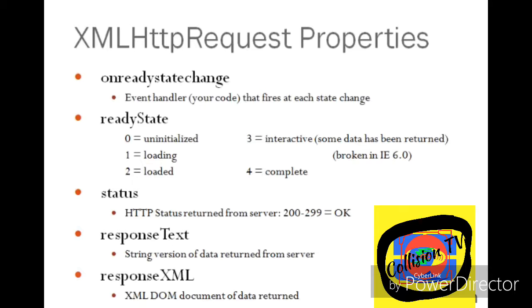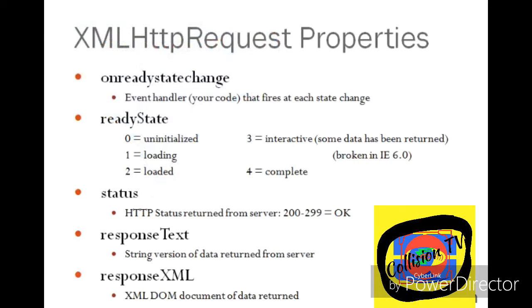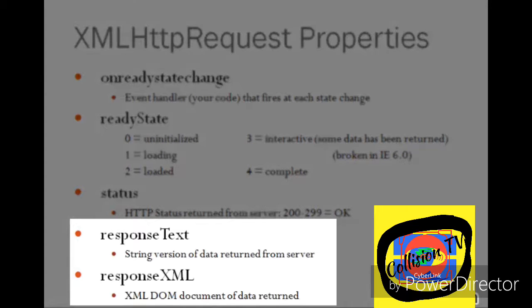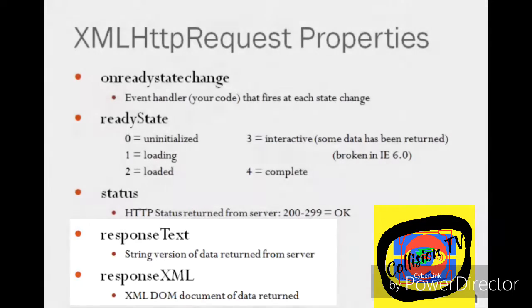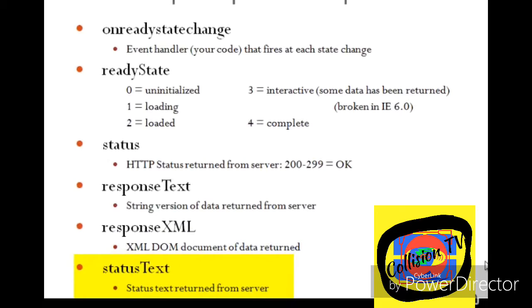The other one is status. It is another property of XML HTTP request. If the HTTP status code is 200, it means that everything went well. Then there are responseText and responseXML. Response text is the string version of data returned from the server, while response XML is the XML DOM document of the data which is returned. Then there is statusText, which is the status text returned from the server.